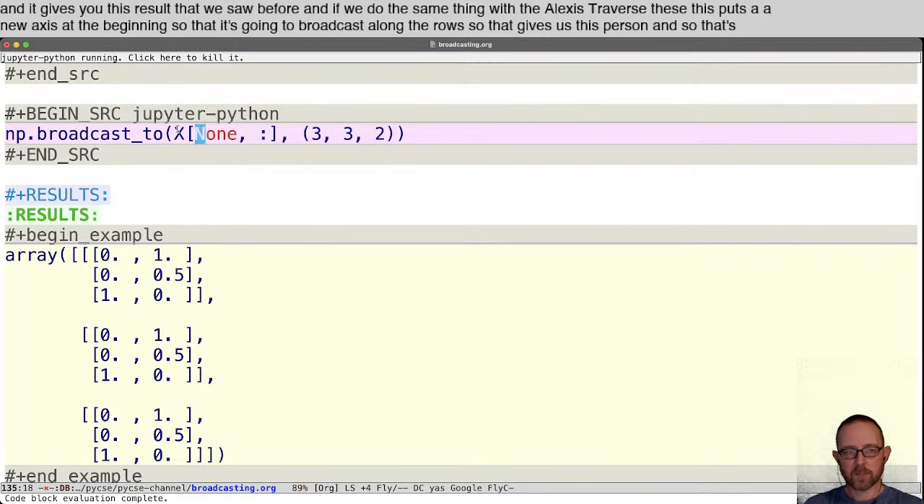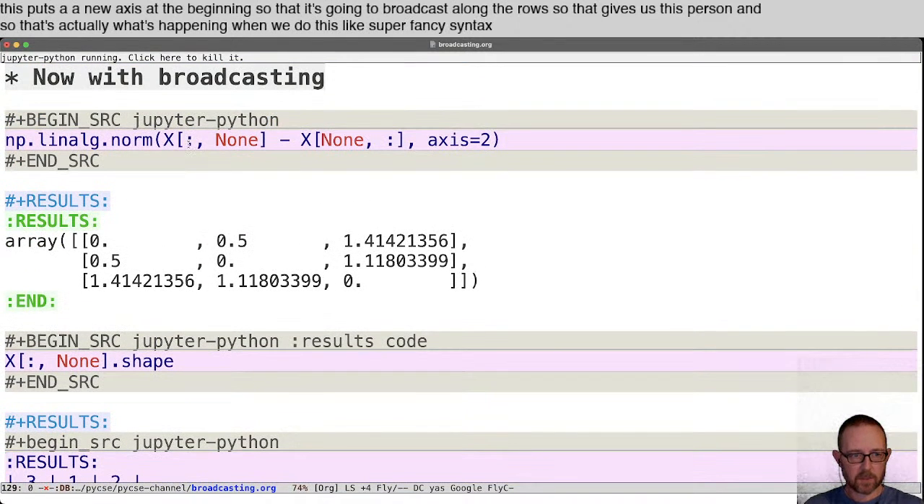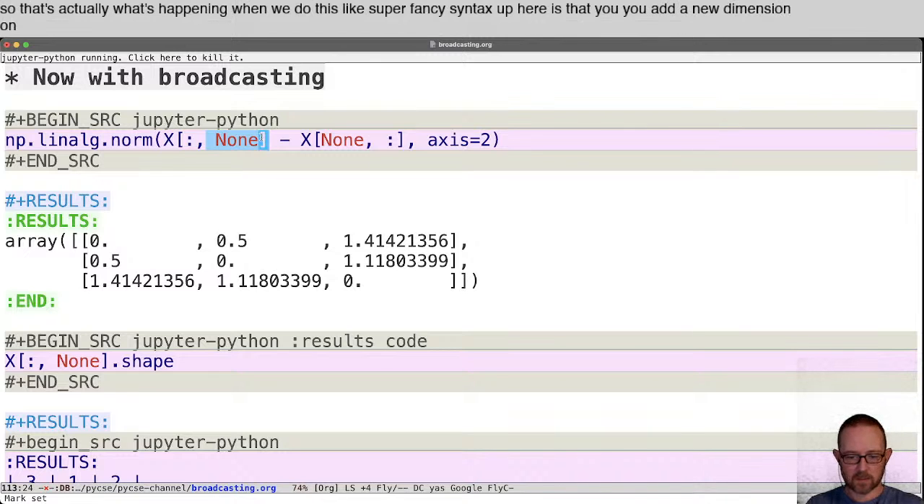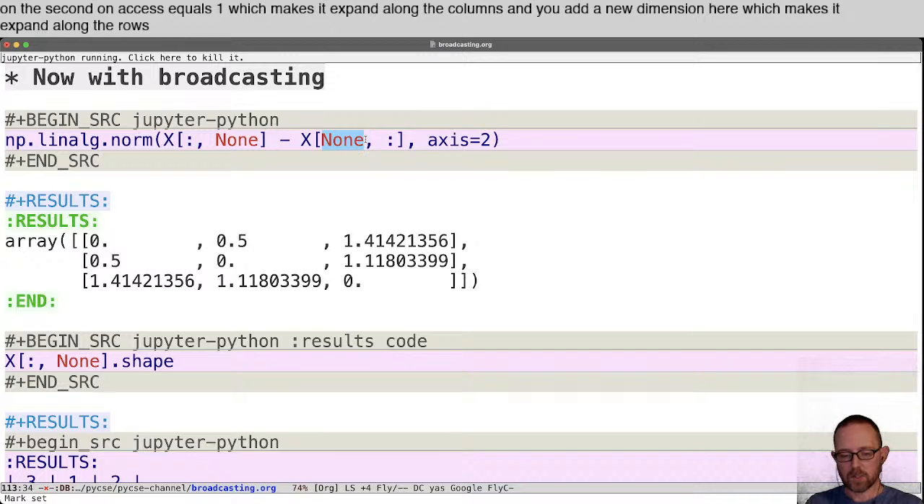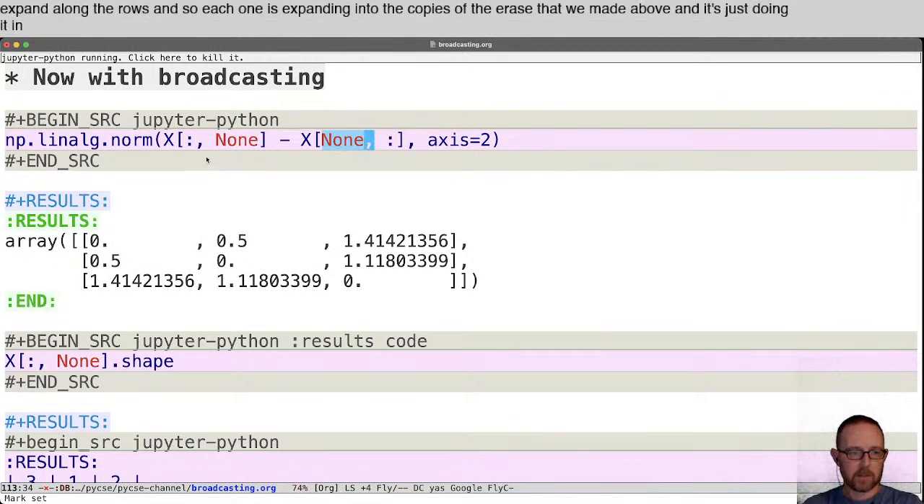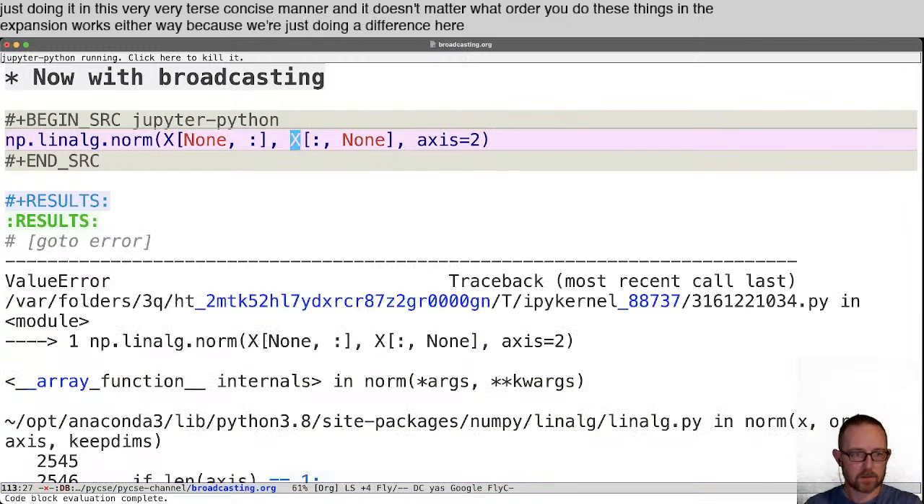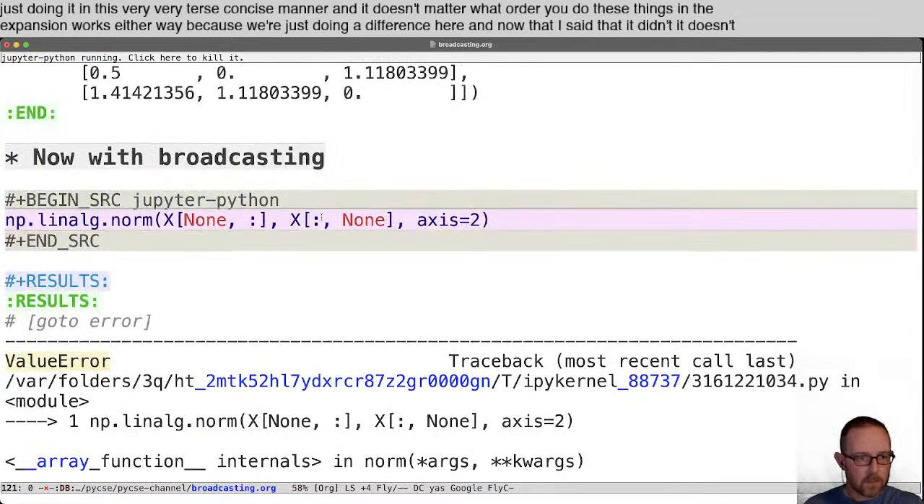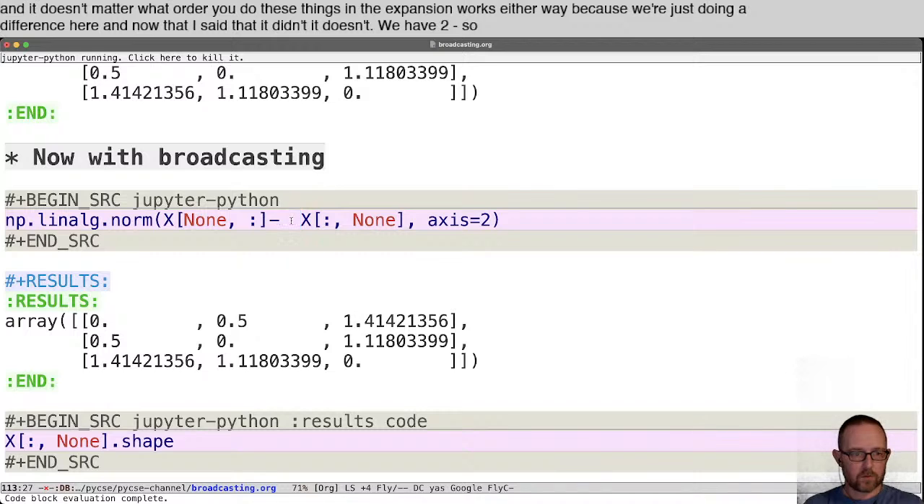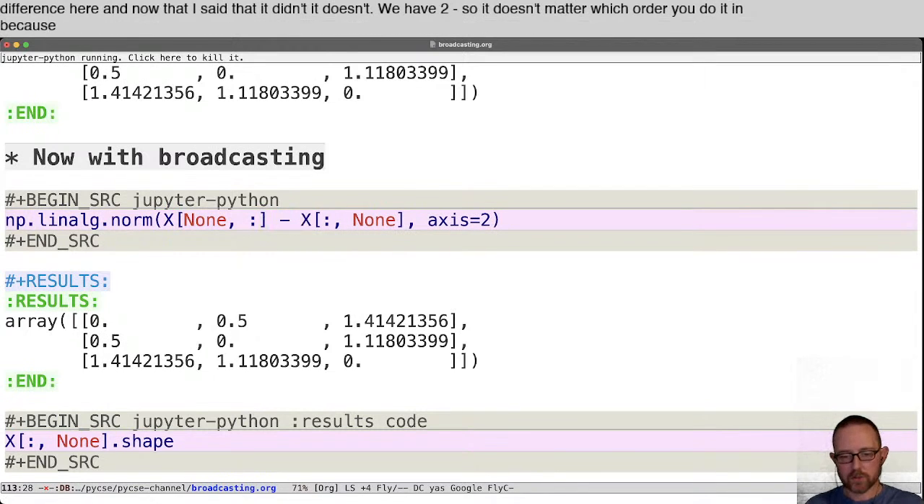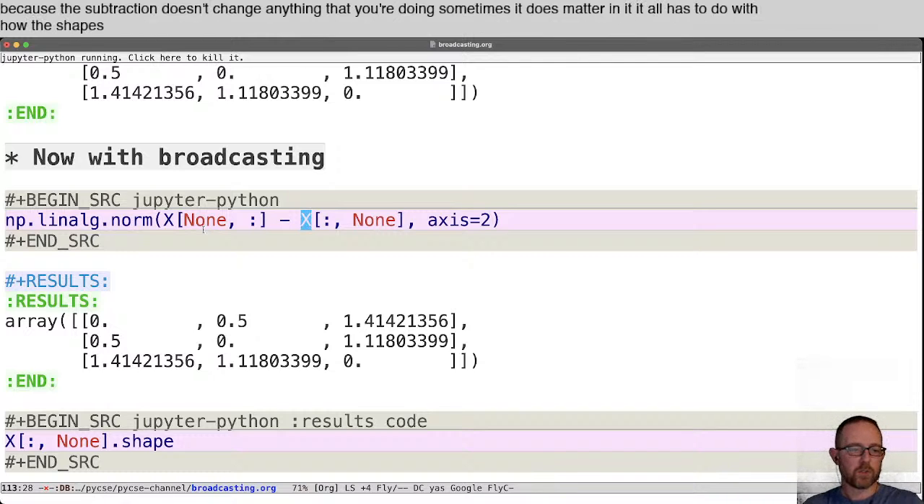And so that's actually what's happening when we use this super fancy syntax up here: you add a new dimension on axis equals 1, which makes it expand along the columns. And you add a new dimension here, which makes it expand along the rows. And so each one is expanding into the copies of the arrays that we made above, and it's just doing it in this very terse, concise manner. And it doesn't matter what order you do these things in. The expansion works either way because we're just doing a difference here. And now that I said that, it doesn't. Oh, we have to do minus. So it doesn't matter which order you do it in, because the subtraction doesn't change anything that you're doing. Sometimes it does matter, and it all has to do with how the shapes align and what you're doing.